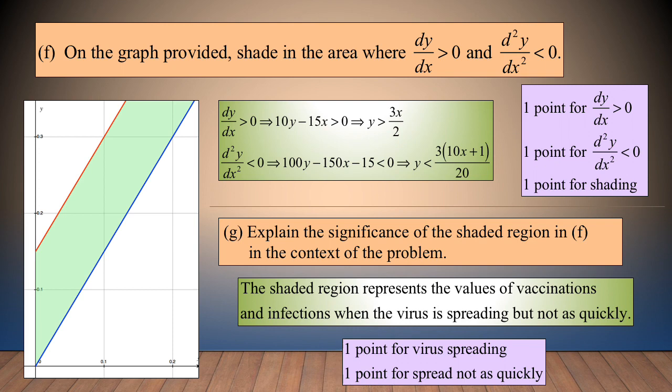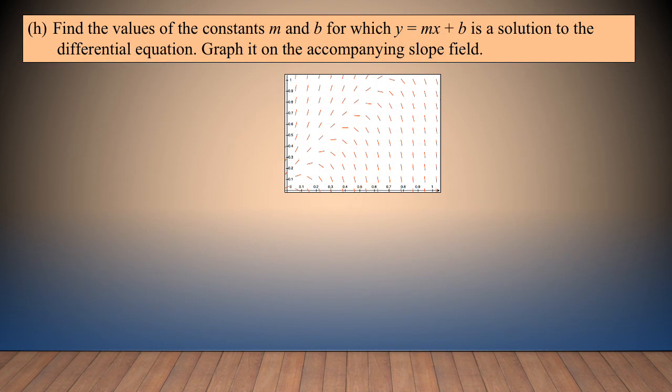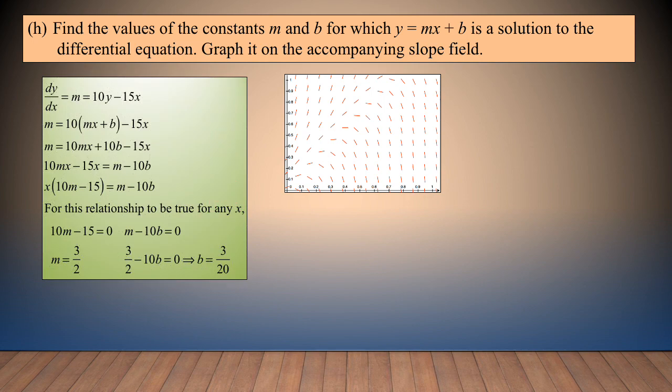It must be stated that the virus is spreading, and then 1 point for not spreading as quickly. H reads, find the values of the constants m and b for which y equals mx plus b is a solution to the differential equation, and then graph it on the accompanying slope field. This question is not a straightforward one. However, it has occurred on the AP exam before, most notably on the 2015 exam, for which this problem is based.